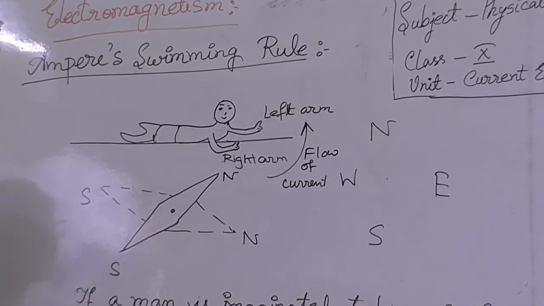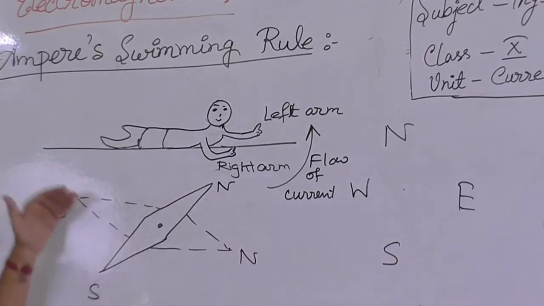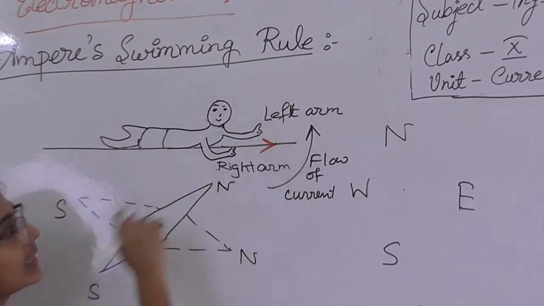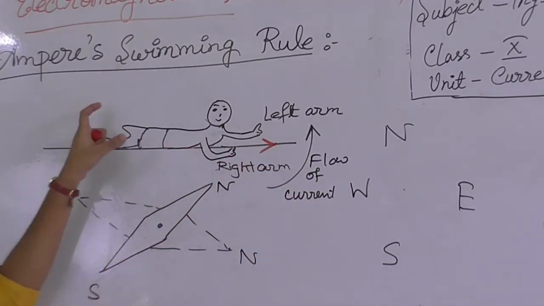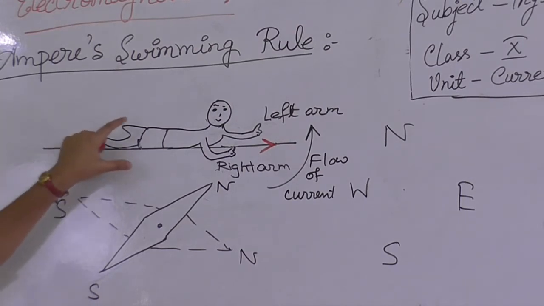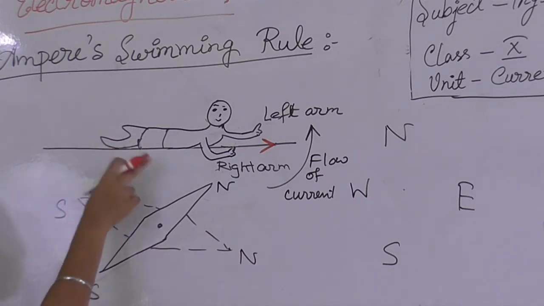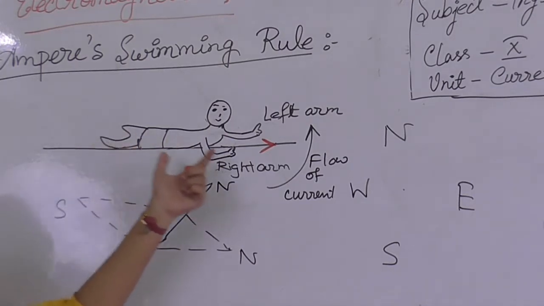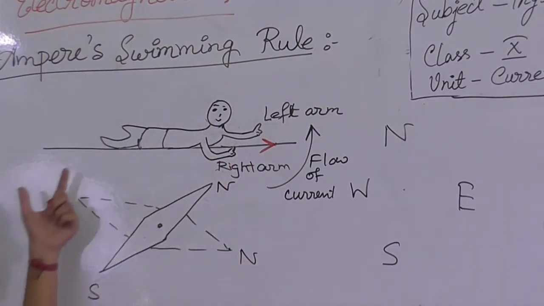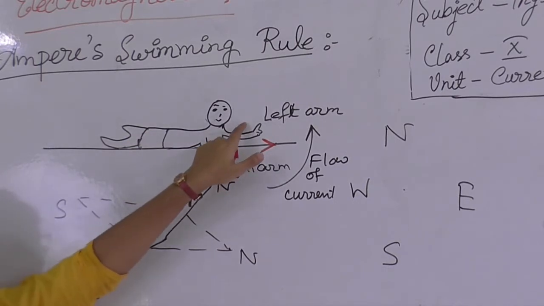The dotted position of the needle denotes the original position of the magnetic needle. Imagine the current-conducting wire is here and a man is swimming over the conducting wire. He is swimming such that the current enters from his feet and leaves the wire with his head. In between, as the man is swimming, his right arm is here and left arm is here.